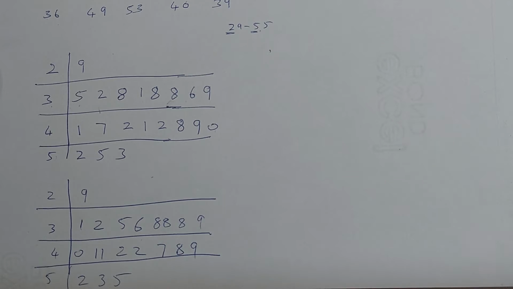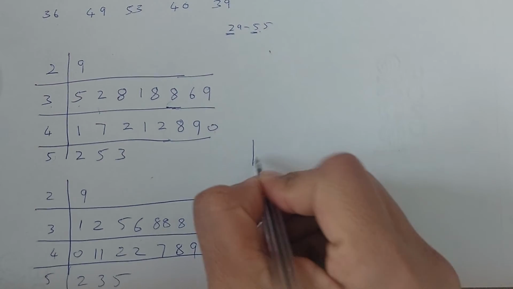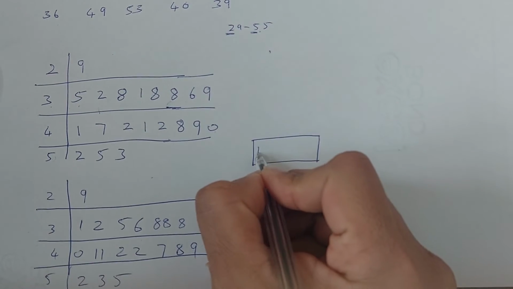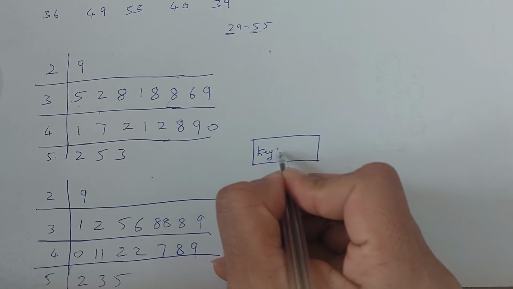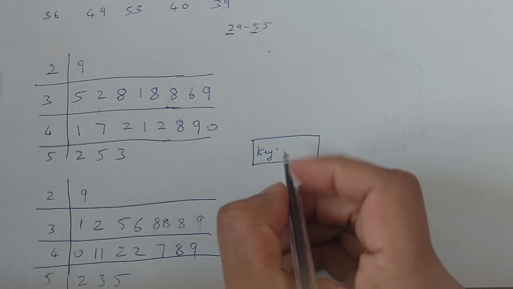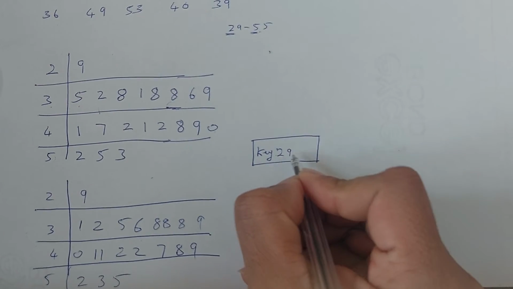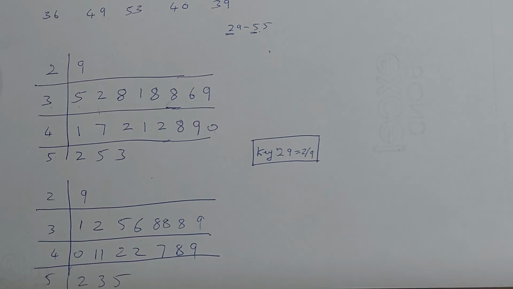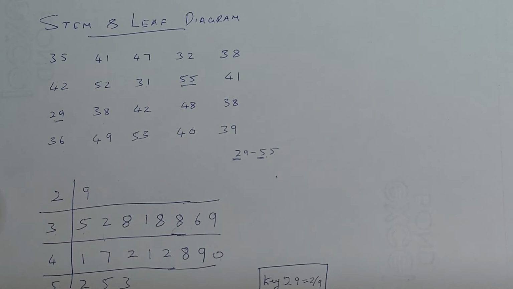Now one more last thing you have to do is the key. There'll be a box in the exam, they will write key in it, or sometimes you have to write it yourself. The key is showing what technique you applied, how you picked it. You can just pick the first number, which is 29, equals 2 | 9. That's the key. This is a stem and leaf diagram. It's really easy. I'll repeat exactly what I did so you guys can understand better.